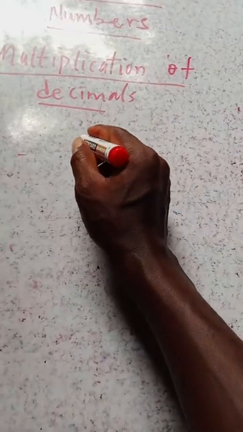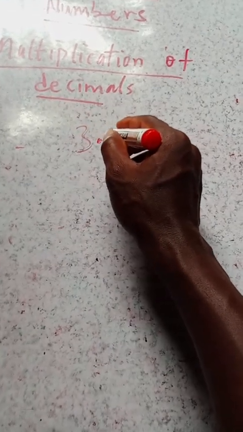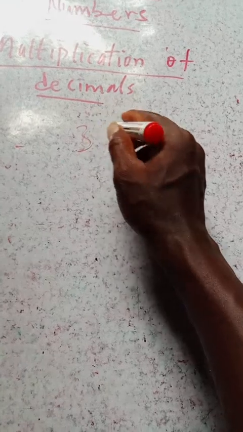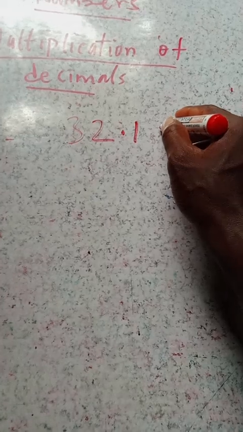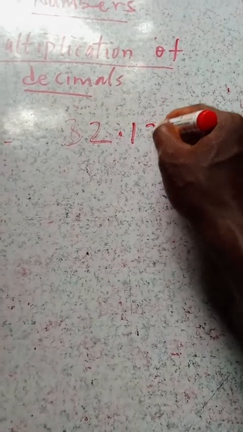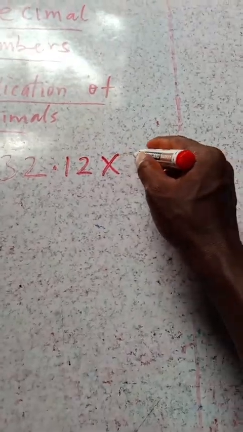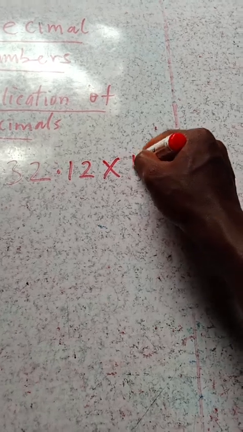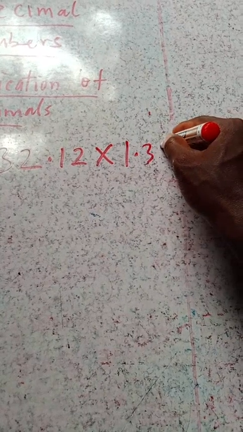So again, if you have 3, 2.1, 0.12 times, say, 1.32.